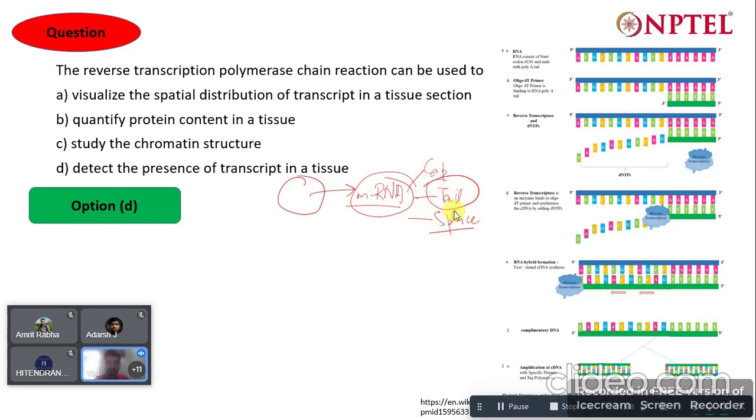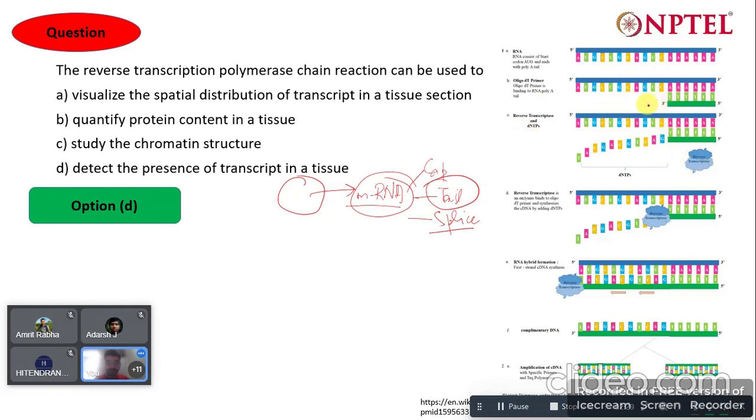So the mRNA will have a poly A tail, like you can see in the image. We can design primers complementary to this poly A tail, a poly T, and this can be used as a primer to form the complementary strand of this mRNA. That is what we call cDNA. This whole reaction is done by the reverse transcriptase enzyme.